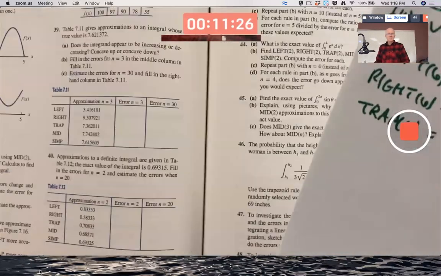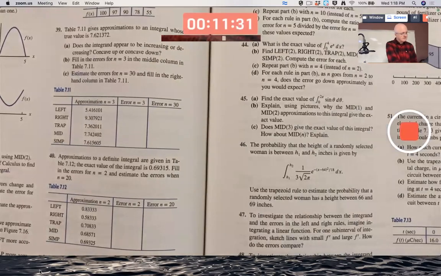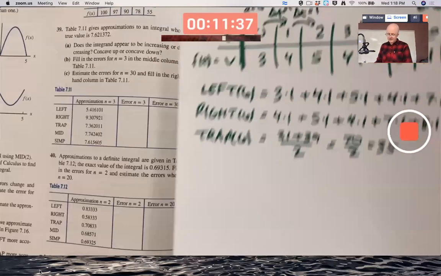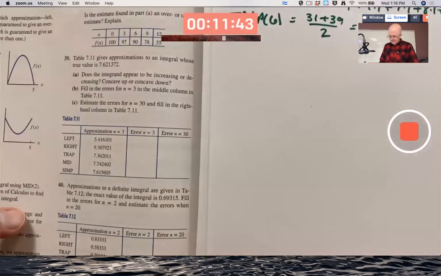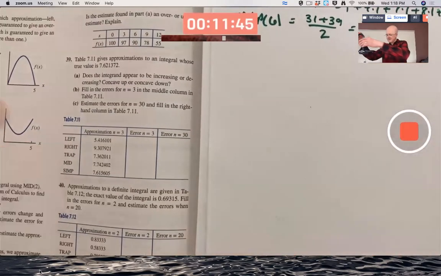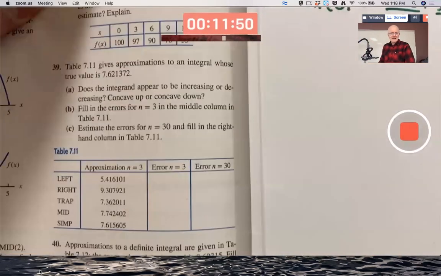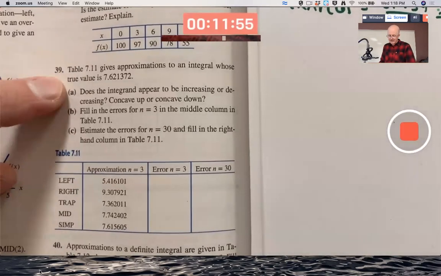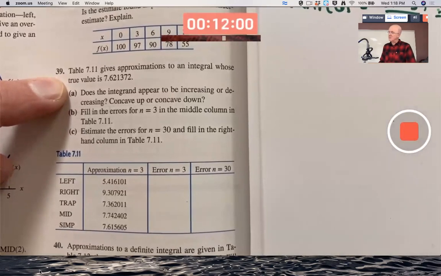Let's also go over problem 39 that you had for your homework. And on Friday's assignment, I'm going to assign number 40, a similar problem. This table that you see right here, is that big enough? Zoom in here. It gives approximations to an integral whose exact value, true value, actual value is 7.621372.